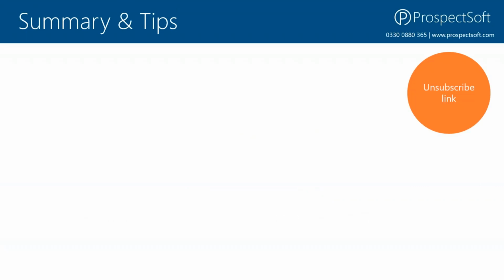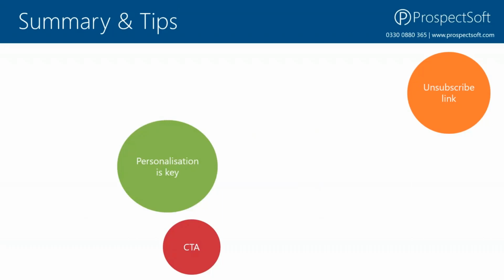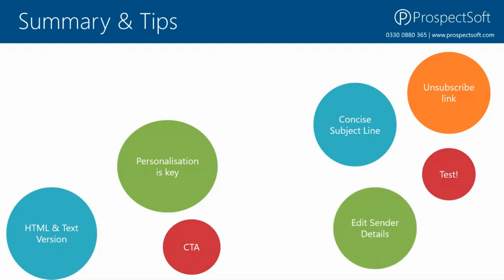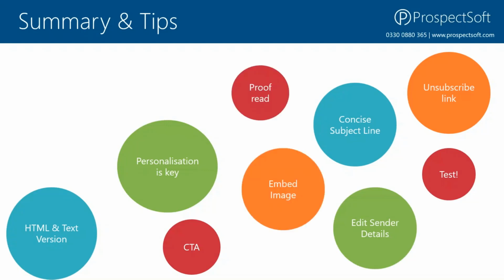And I just wanted to finish off with some hints and tips. Things to include in your email: an unsubscribe link, and make sure you're personalizing your email. Include a call to action in there as well, like a little button, and also set up an HTML and text version. The HTML is the nice looking version with all the images in it, and the text version is just a backup in case the recipient's inbox does not accept the HTML one. Also come up with a nice concise subject line, edit those sender details and make it personalized. And then obviously testing and proofreading are key.